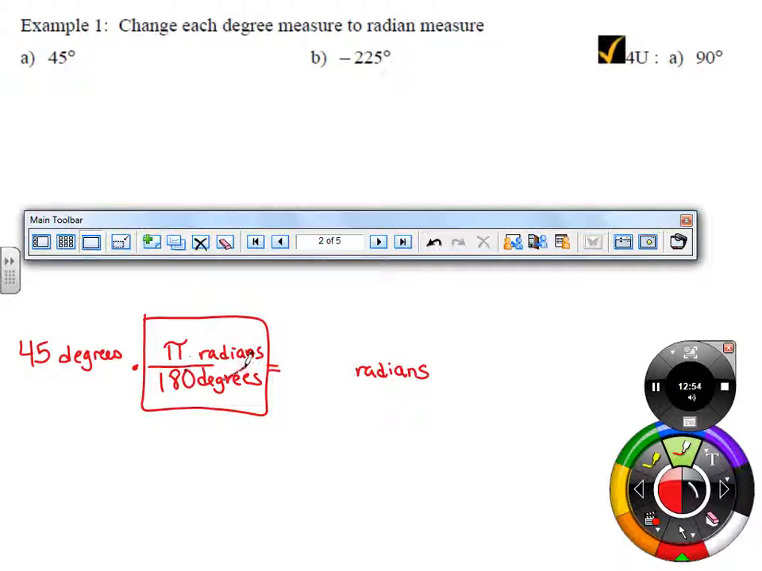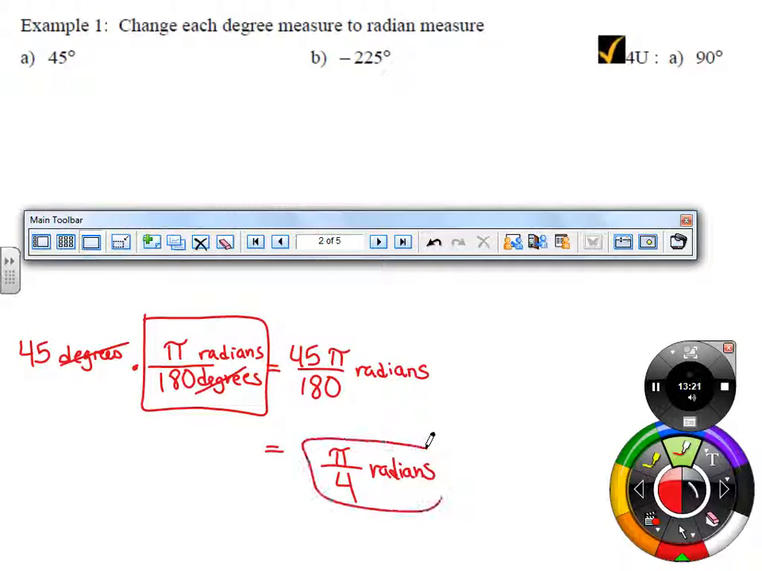So notice the setup here. These will cancel, okay, leaving me with 45 pi over 180. But I'm pretty sure that that reduces. Okay. 45 goes into each of those, actually. 45 goes into 180 four times. So I get pi over 4 radians. So 45 degrees is the same thing as saying pi over 4 radians. Is that okay? Yes. Yeah, just like this. Okay? Fraction, but just in its reduced form.